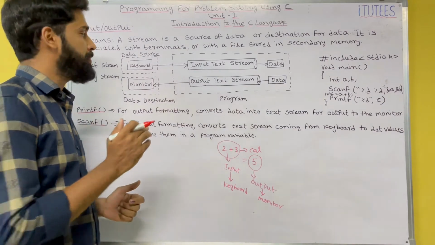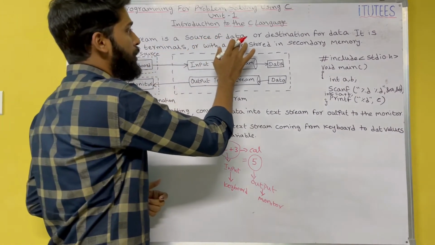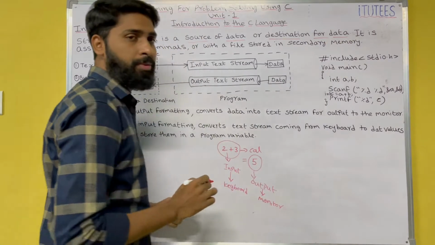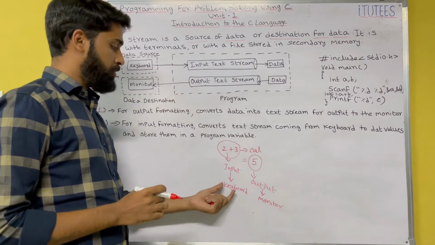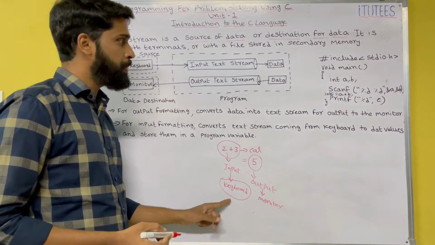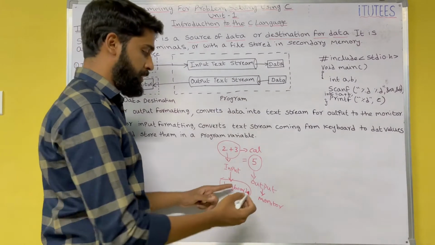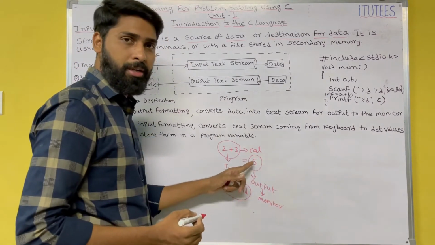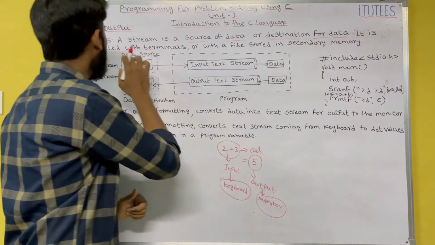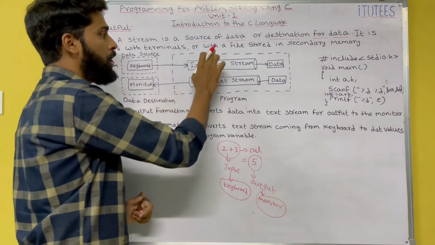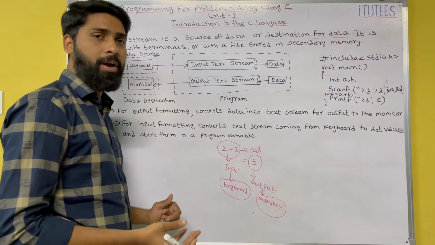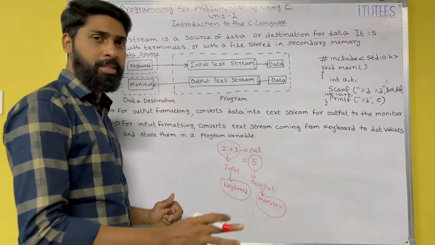So what is a stream? A stream is a source of data or a destination for data. Here the source of data is the keyboard, where we get the data from. The other is a destination for data, so here there is a file, and the destination is the monitor. It is associated with terminals or with a file stored in secondary memory. That means sometimes you read the values from a file, and the file is stored in secondary memory.